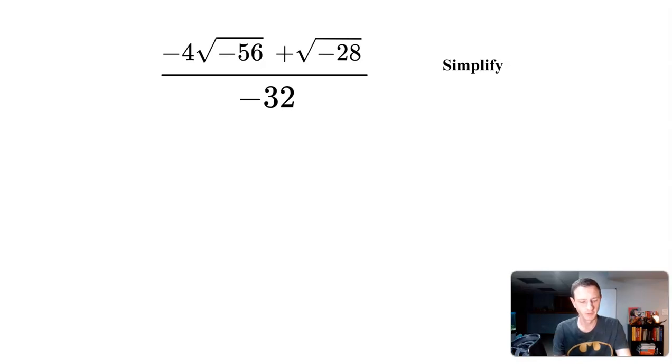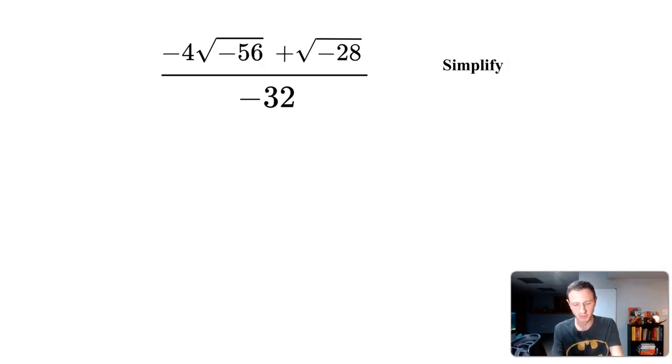In this video, we're going to simplify this little bit of a radical mess here. We have -4 square root of -56 plus the square root of -28, all being divided by -32. So we have a lot of negatives flying around and some radicals flying around. The first thing you want to do is just start breaking things down.